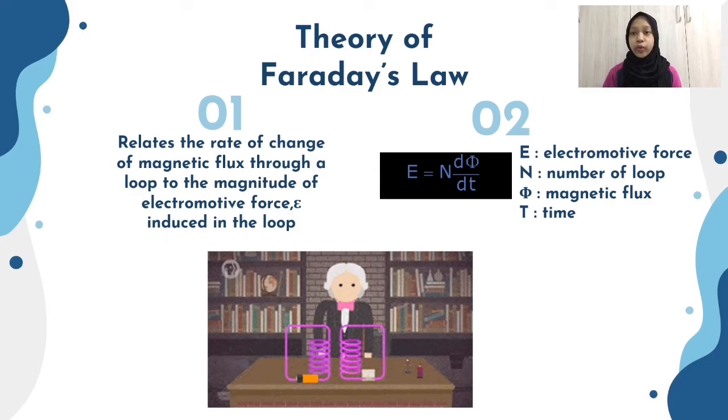Faraday's law was named after a 19th century physicist named Michael Faraday. Faraday's law relates the rate of change of magnetic flux through a loop to the magnitude of electromotive force induced in the loop. As you can see in this slide, E is equal to N multiplied by the rate of change of magnetic flux. E is known as the EMF, N is the number of loops, and the rate of change of magnetic flux. The SI unit for EMF is the same as voltage, which is the volt.